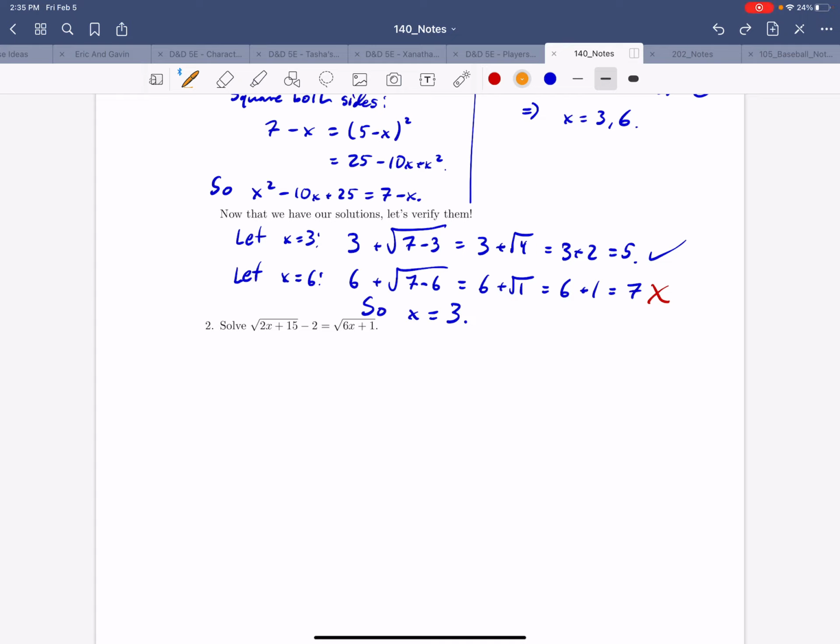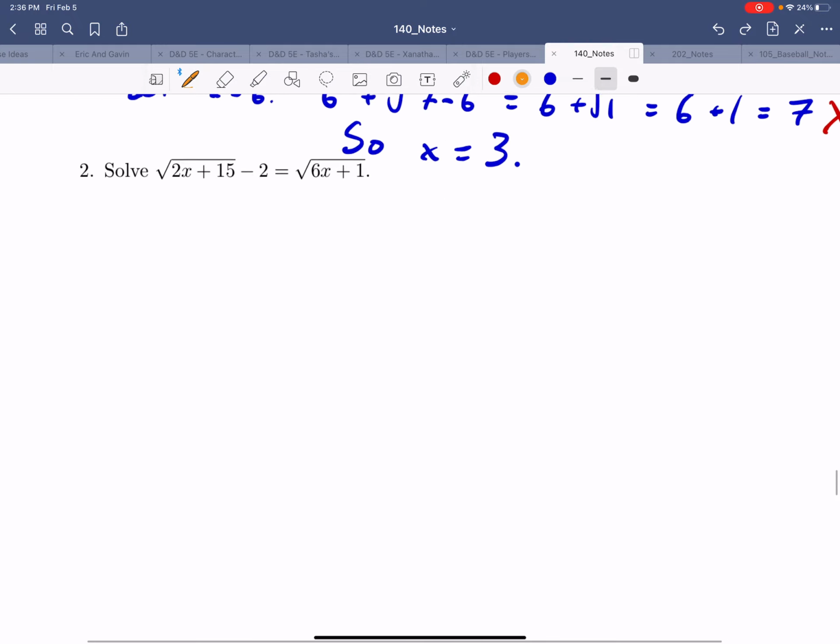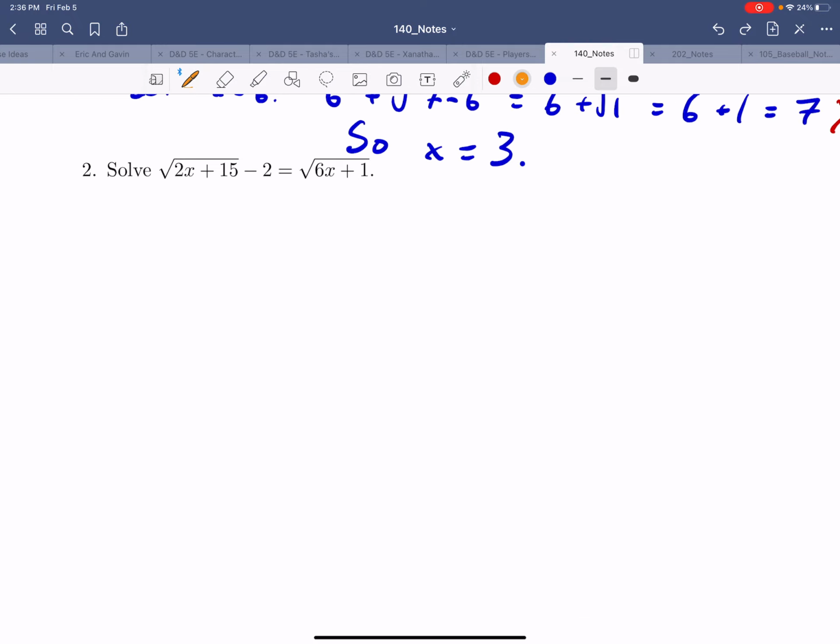Hey everyone, let's solve some more problems. Here we have number 2. Solve the equation square root of the quantity 2x plus 15 minus 2 equals square root of the quantity 6x plus 1. We're going to use similar reasoning as we did before.